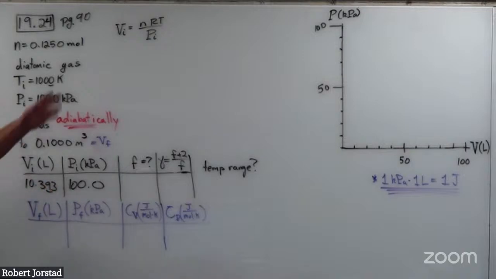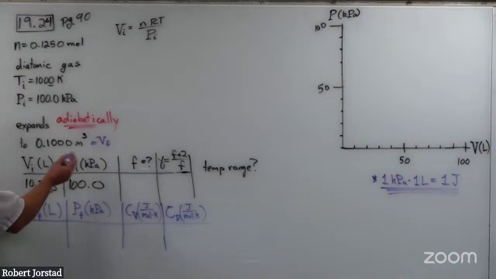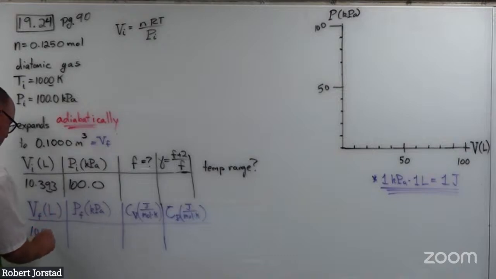You can punch in the numbers, pause the video if you need to. And then let's see, V final. I know the trick was multiply by 1,000. So 1, 2, 3, that's 100 liters. And now let's see, what do we know here?